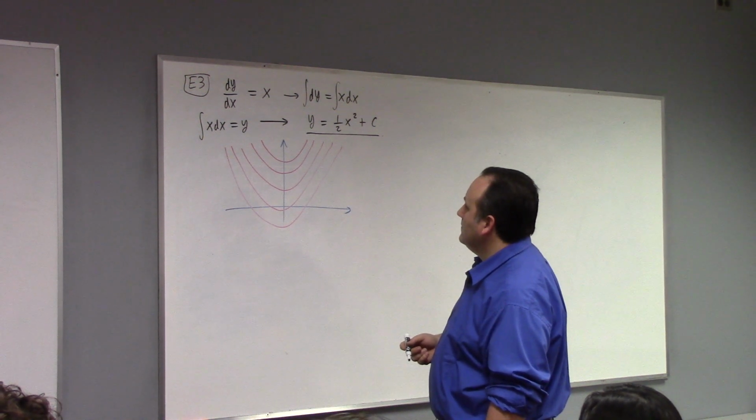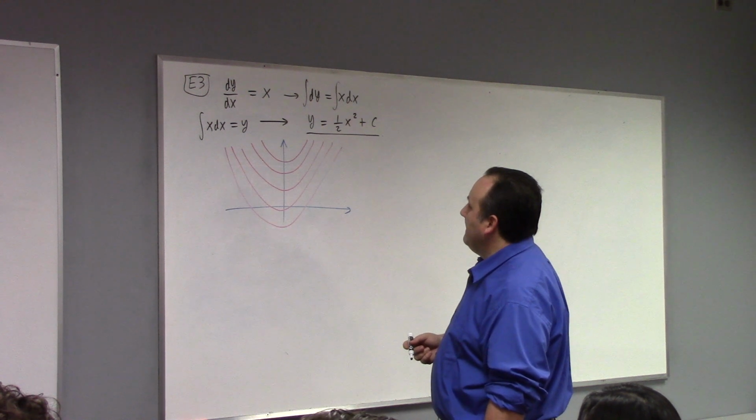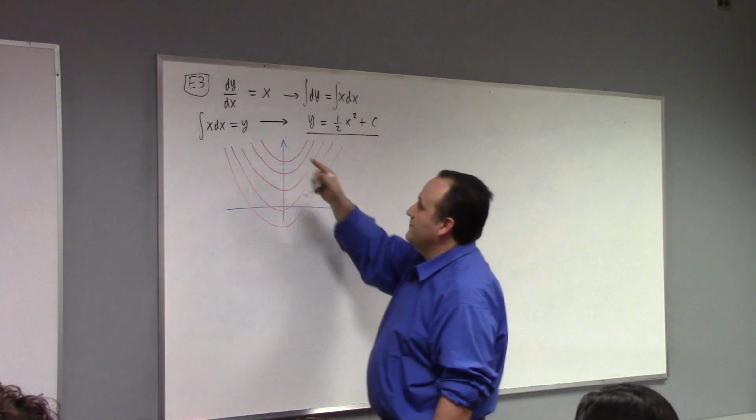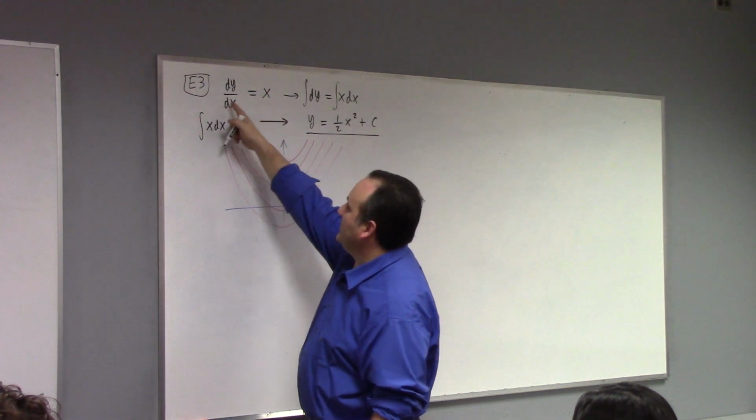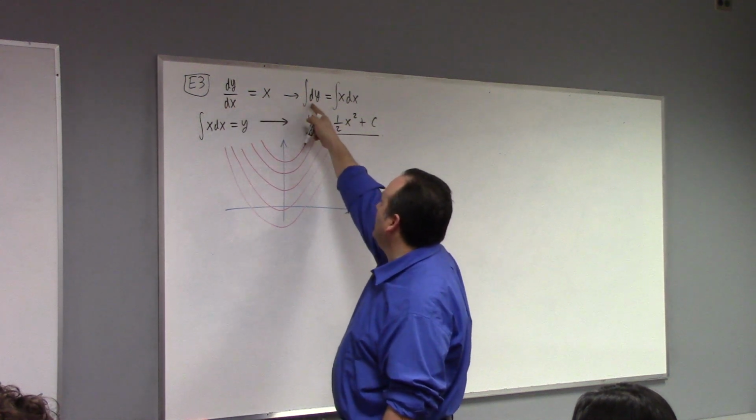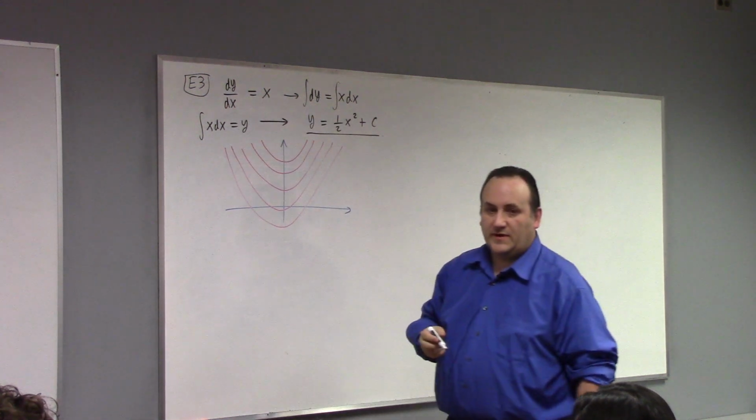Well, I know, but it was dy over dx, and then you took the integral of each side. Oh, well, you could think of this as separating variables. I multiply dx to the other side. That gives me dy is x dx. And then go from there.